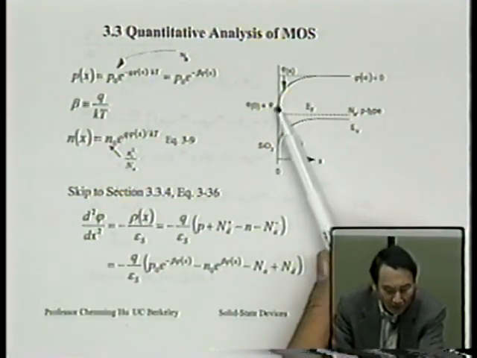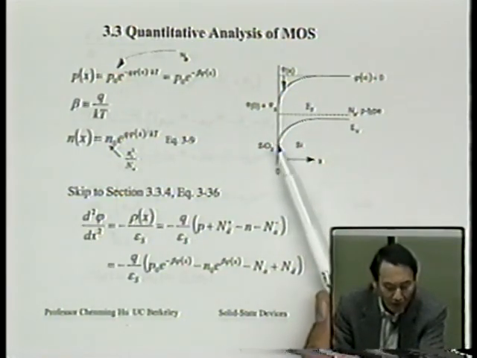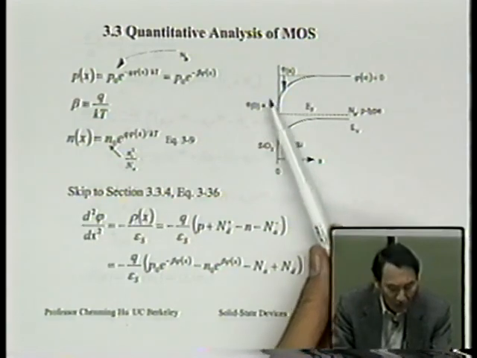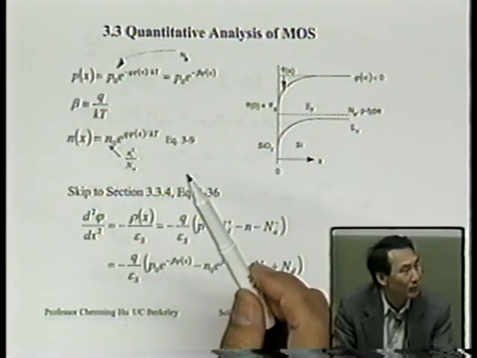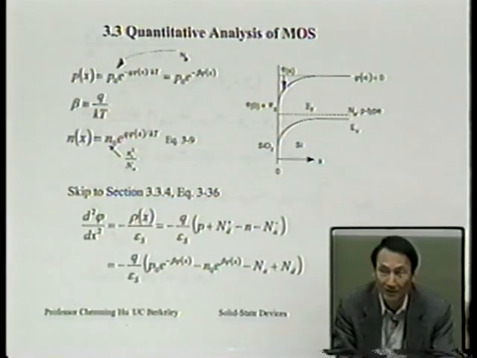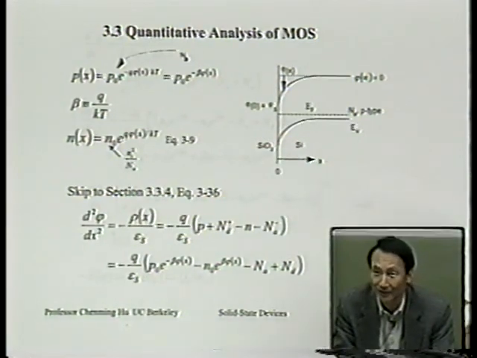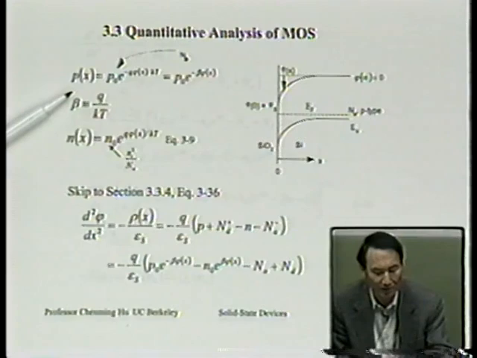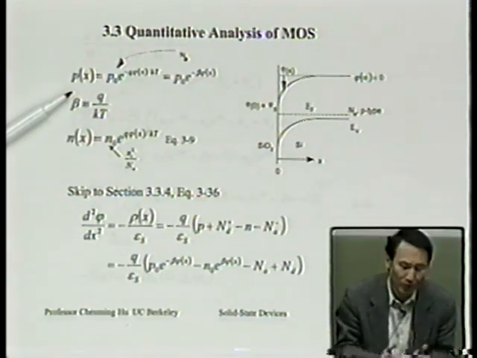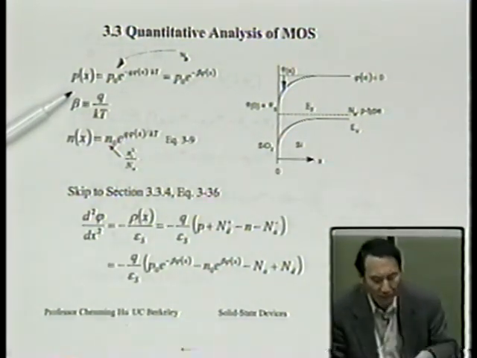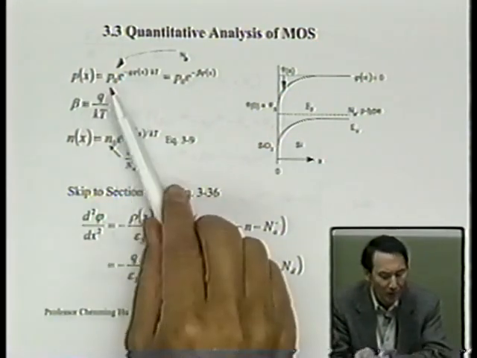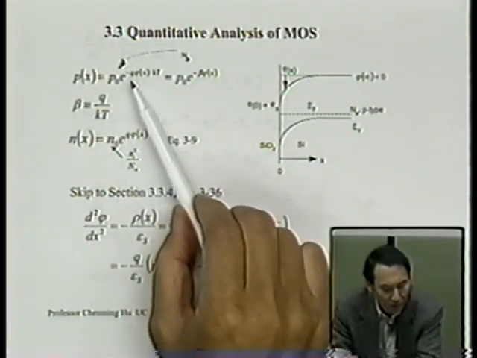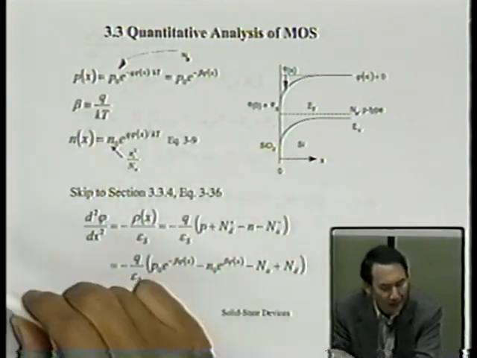In fact, there often will be holes if it's in accumulation. There may be electrons if we're in the inversion regime. Is that right? That's what makes this analysis difficult. Okay. So let's review what is the hole density. It's possible we're going to have holes if we're in the accumulation regime. Hole density we know is always equal to p naught, the equilibrium concentration, times exponential of minus q phi over kT.